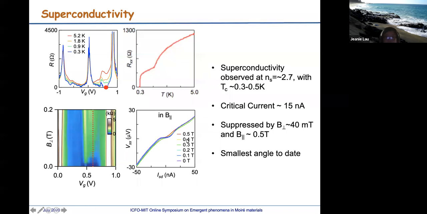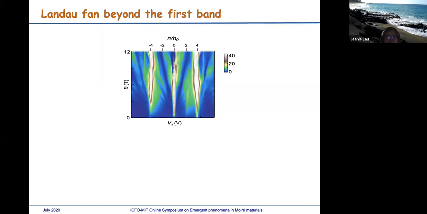In the parallel magnetic field, it persists a little bit larger, to 0.5 Tesla. The curve on the right shows the voltage-current characteristic in different parallel fields, and at 0.5 Tesla, the superconducting state goes away. So basically, we're seeing that we have a relatively small angle device, and in this angle we did see both a correlated insulating state and also a superconducting state.